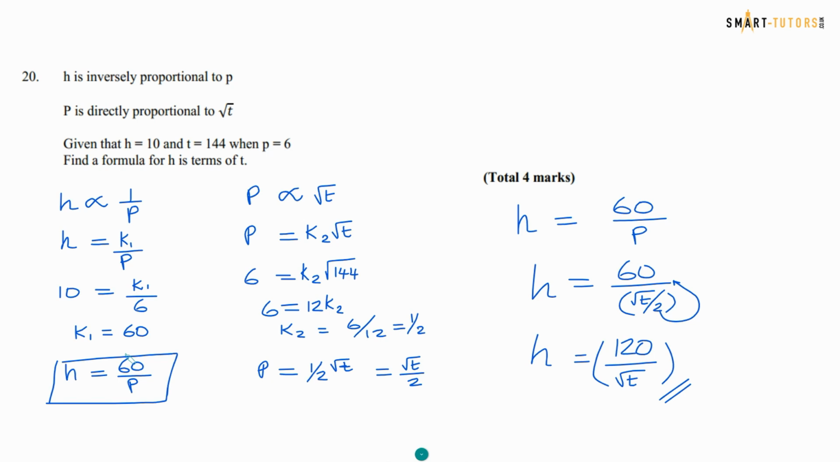The next one is H equals 60 over P. For the P, you can substitute root T over 2. That 2 is going to multiply the top number. H equals 120 over root T. That is the answer for question number 20.